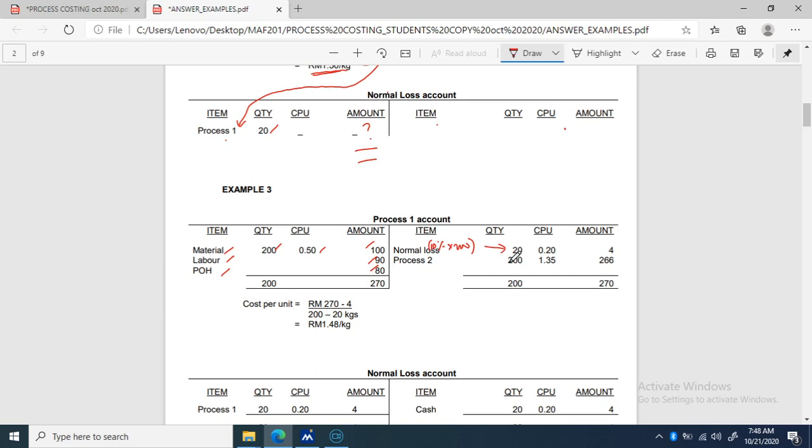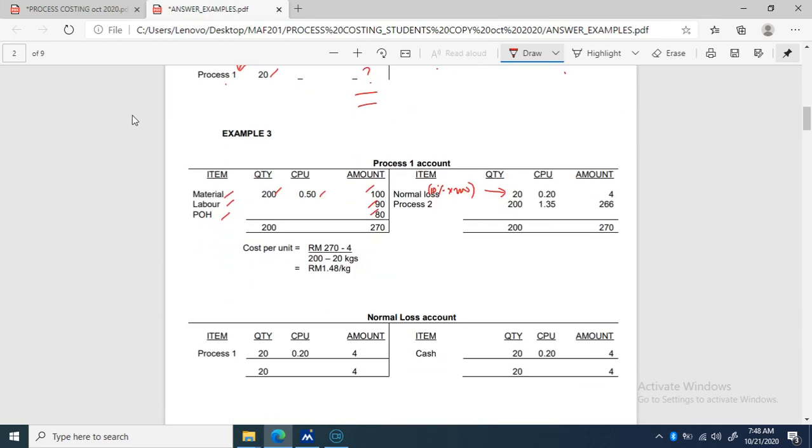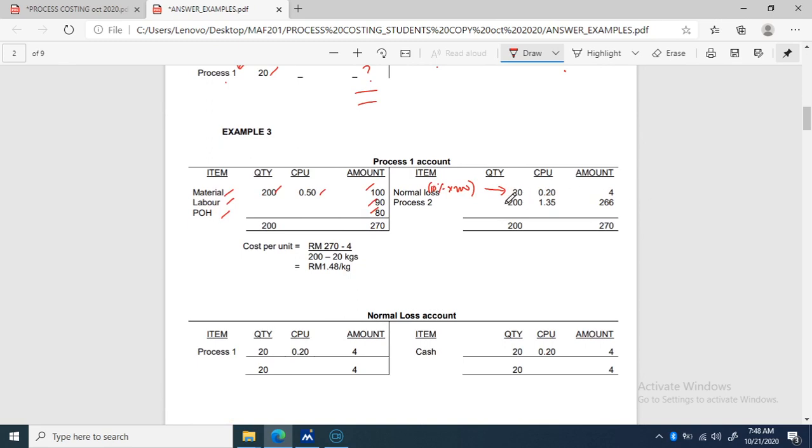So the balance here is not 200, the balance here is 180. The output is 180 because we have the loss of 20. The difference from example 2 is that the losses have scrap value. So 1 unit is 20 cents, and 20 times 20 cents gives us 4 ringgit. Process 2, 180 kg.